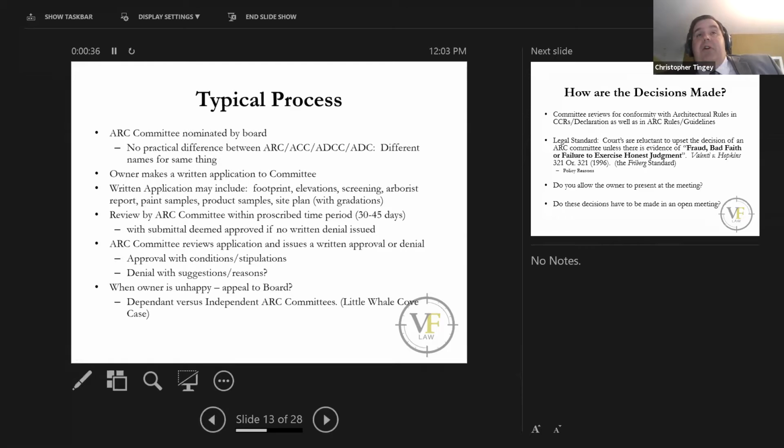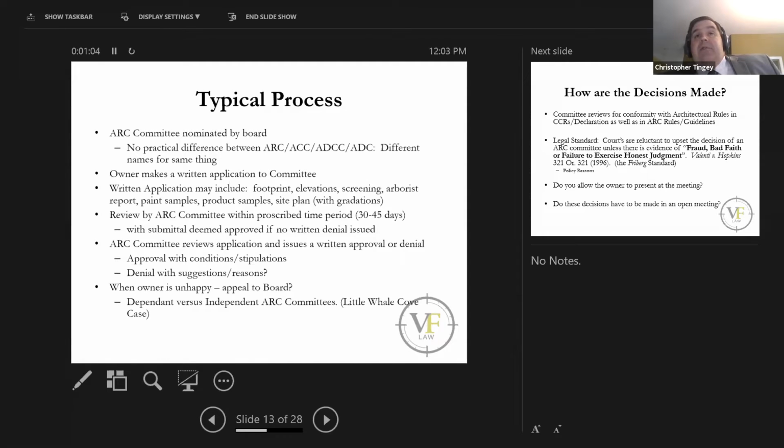First of all, you have an ARC committee. Again, remember that can be under a bunch of different names. It might be design review, it might be architectural control, architectural review, sometimes architectural committee, a number of different names. I use ARC just because it flows off my tongue easier. So architectural review committees are nominated by the board. That's how most of your documents are written. Not all of them, but most of them are written that way.